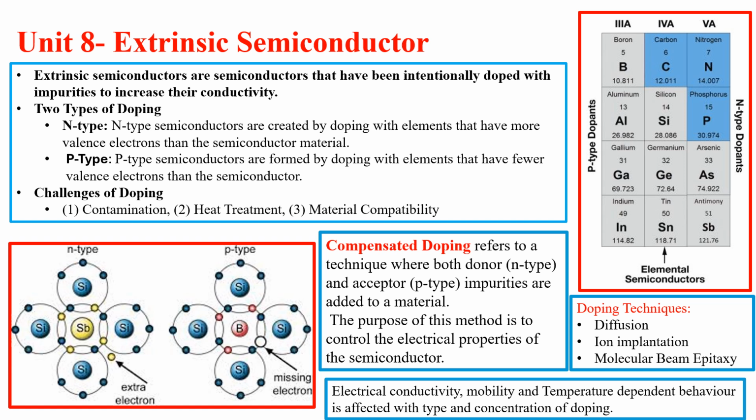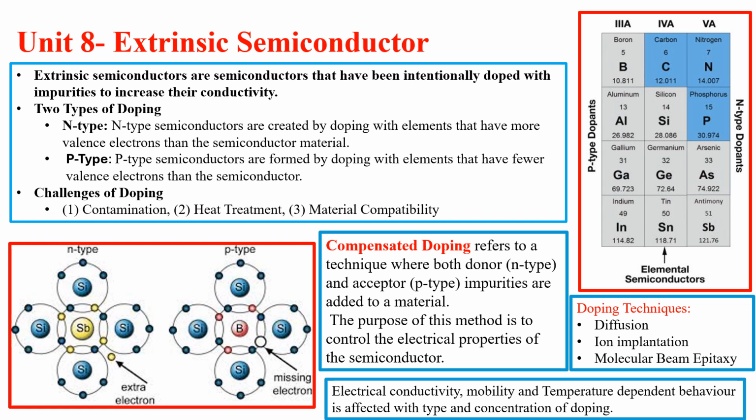Another technique for doping is molecular beam epitaxy. Molecular beam epitaxy is a technique used to grow thin films of semiconductor while introducing dopants at the atomic level. This method is often used in the fabrication of advanced semiconductor devices, and MBE is relatively much costlier as compared to the previous techniques. Now we discuss the electrical properties of extrinsic semiconductors.